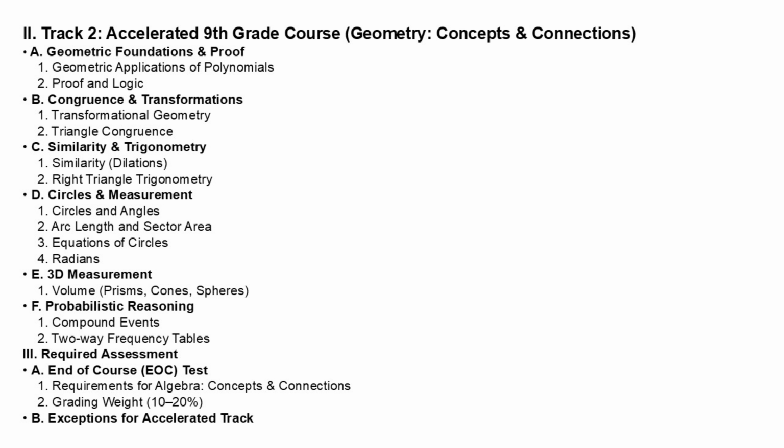And finally, let's cover the tests. This is a big one. Students in that standard algebra course have to take the Georgia Milestones end-of-course test. And get this, that one exam can make up 20% of their final grade. Meanwhile, the accelerated students, they typically don't have an EOC for this course since they already cleared that hurdle.